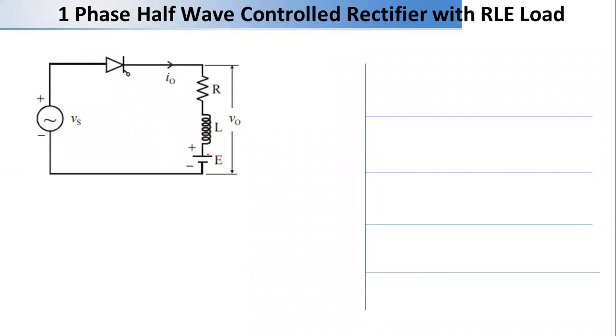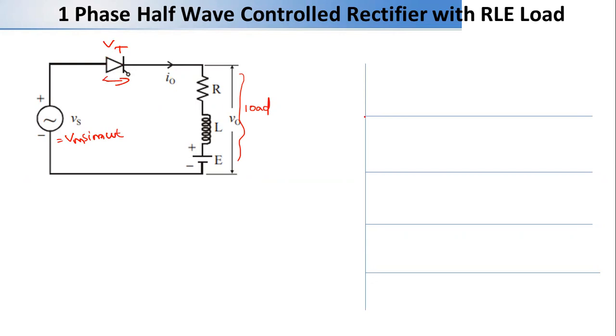The EMF, that is, we either use a battery or something for the DC voltage. Then it will be the inductance and then the R. So this much will be the load side, and we have the input, that is Vm sine omega t, and we have the thyristor here, which we are using as the switch. And then this is the output current. So now let's see what happens in the case of an RLE load.